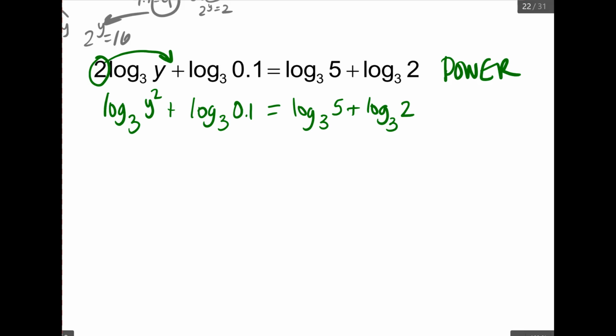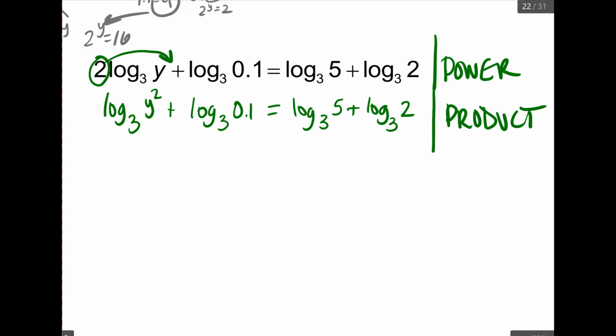Can you move log base 3 of 0.1 to the other side? Not quite. So I'm going to use the product property. Do you remember what the product was?